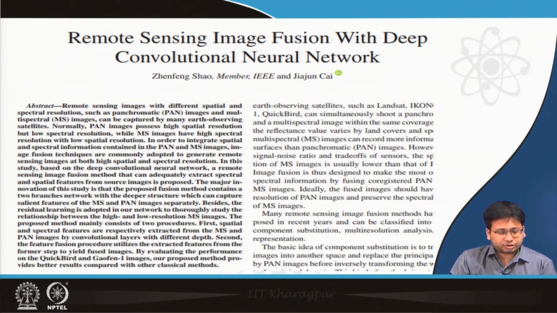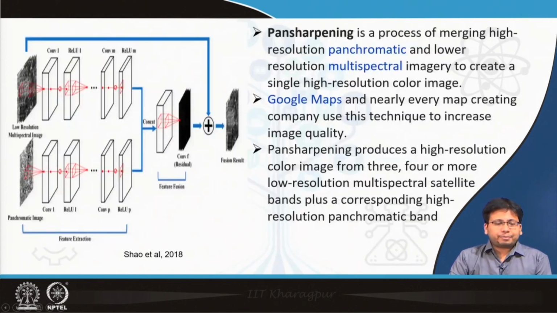The proposed method mainly consists of 2 procedures. First, the spatial and spectral features are respectively extracted from the MS and PAN images by convolution neural networks at different depths. Second, the feature fusion procedure utilizes the extracted features from the former step to yield fused images. And so basically, as you can see, it's the same paradigm that is being followed.